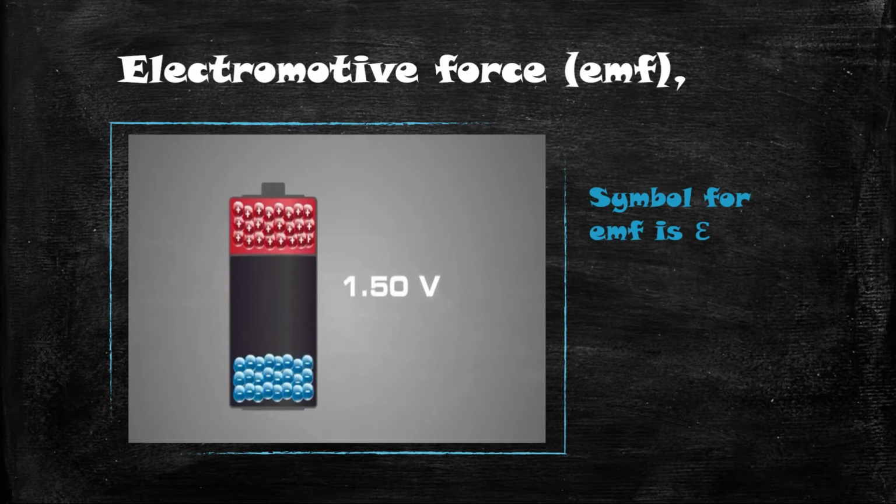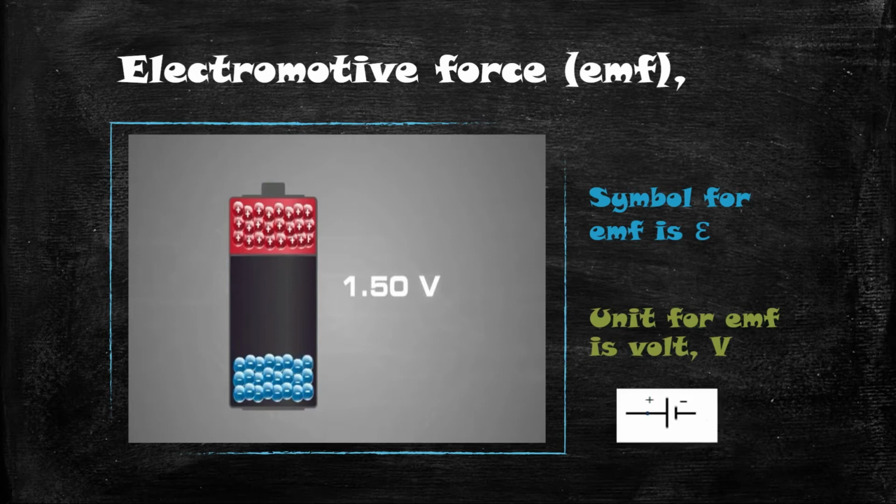The symbol for EMF is epsilon, and the unit for EMF is the volt, capital V. The circuit diagram for EMF is represented by two lines. The longer line is the positive terminal, which is at higher potential, and the shorter line is the negative terminal, which is at lower potential.